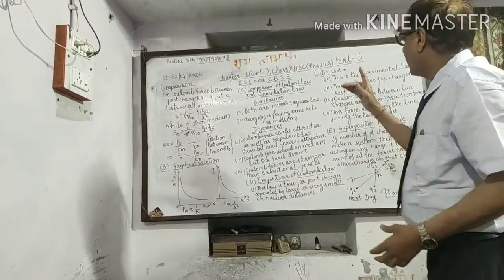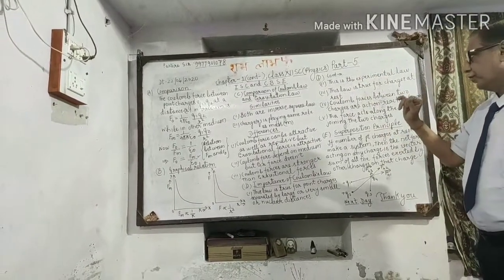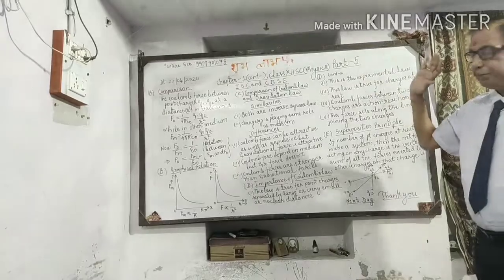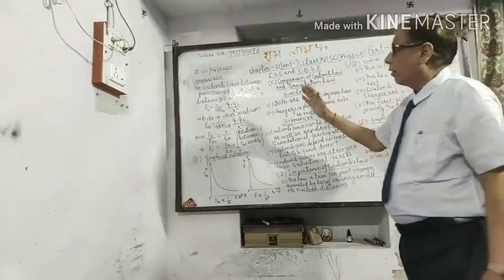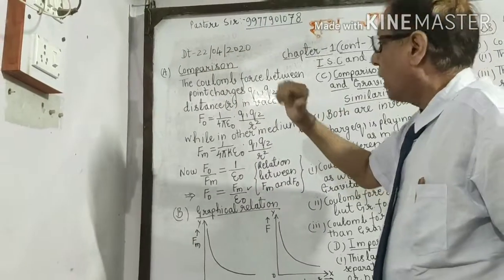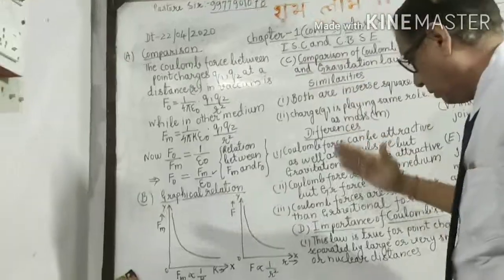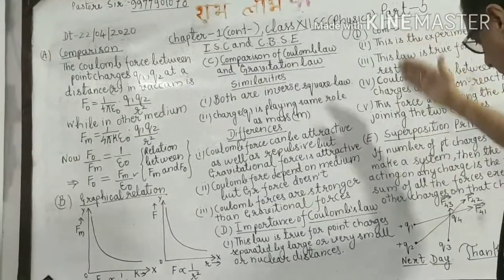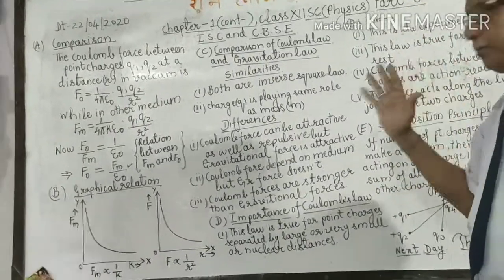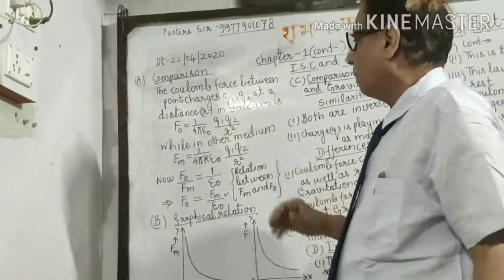Now I will start. Already I have given you 4 parts on electrostatics. This is part 5. Today is 22nd. I will continue A, B, C, D and E. 5 parts are there.